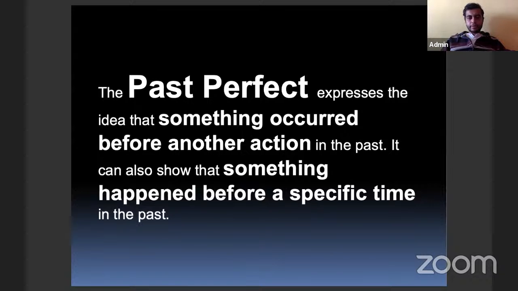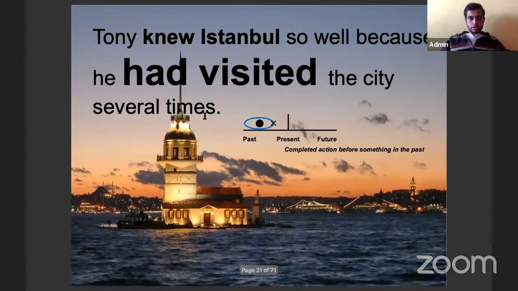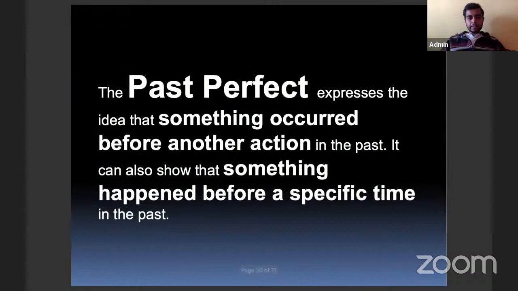Again, something occurred before another action in the past. Tony knew Istanbul so well because he had visited. Because something had happened in the past, something had happened before something else occurred. Tony had visited Istanbul many times before he knew Istanbul so well. Okay, before he knew Istanbul so well.